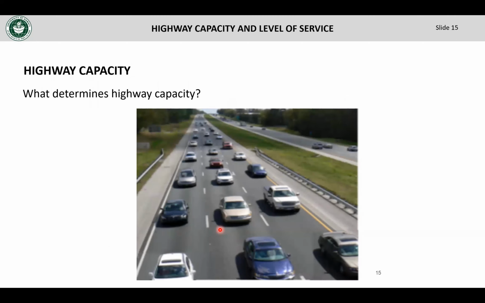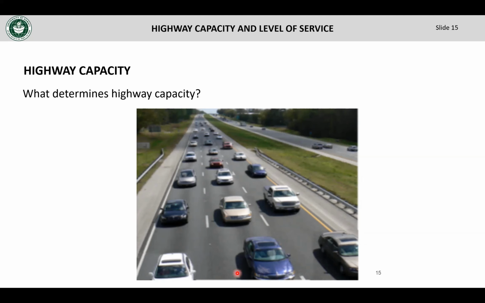What determines the highway capacity? You can see this nice picture, because it's an excellent example of what we mean by capacity. If these guys are moving, let's say 40 miles per hour, they have to maintain certain spacing, right? So it would be difficult to achieve a higher flow than what you see in this picture.